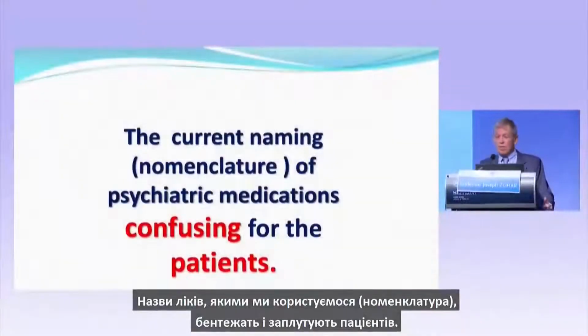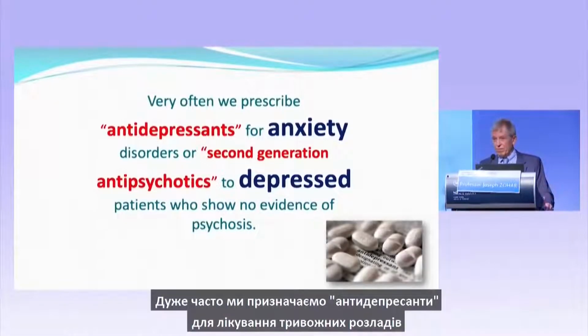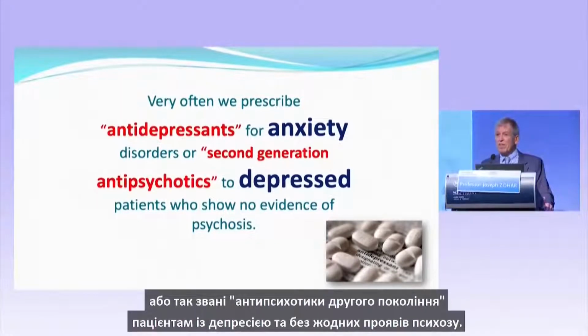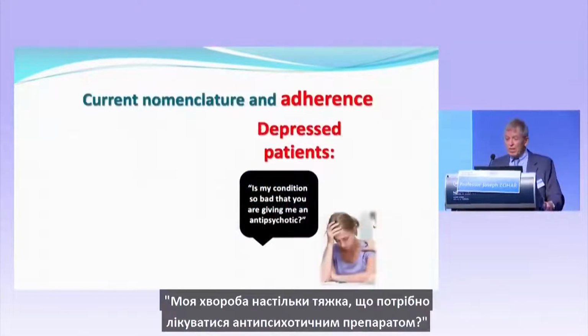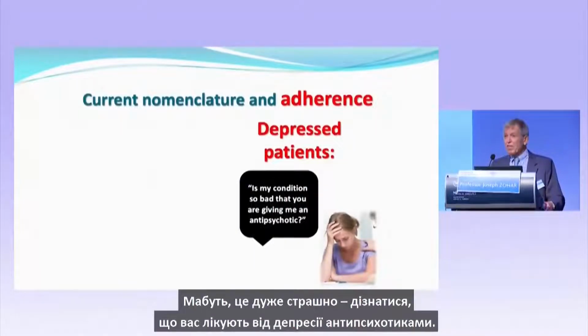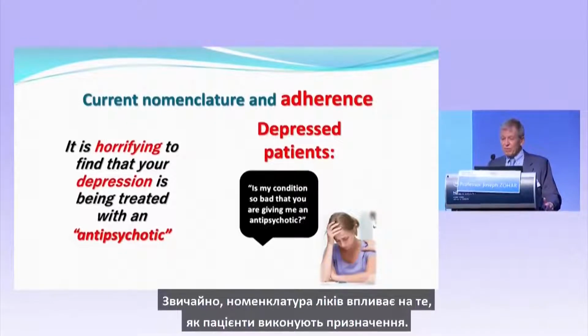The current nomenclature of our medication is confusing for the patient. Very often we prescribe antidepressant for anxiety or so-called second-generation antipsychotic to depressed patient who show no evidence of psychosis. Many times patients ask me, is my condition so bad that you are giving me antipsychotic? I guess it is horrifying to find that your depression is being treated with antipsychotic.